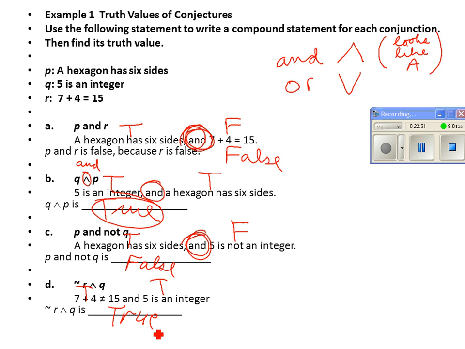Yes. I have a question about that C1. It says P and not Q. Would it be true since it says it's not Q? Well, when we put the not in there, remember we negated the statement. So the original statement was 5 is an integer, and we negated it, which made it a false statement.